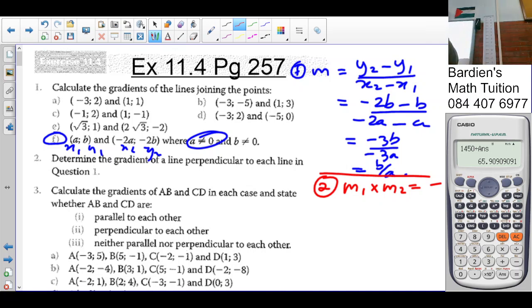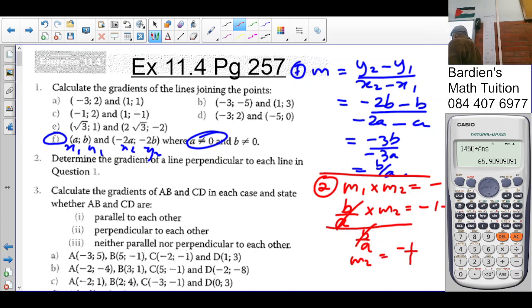Okay. So this would be the gradient of the first line. So it's then going to be b over a times the second gradient, which is going to be minus 1. How do we get the second gradient on its own? Divide by b over a both sides. So m2 is equal to negative 1 over 1 multiplied by its reciprocal, which is a over b. So that is simply negative a over b. Okay. And that's how you do it for all of them.